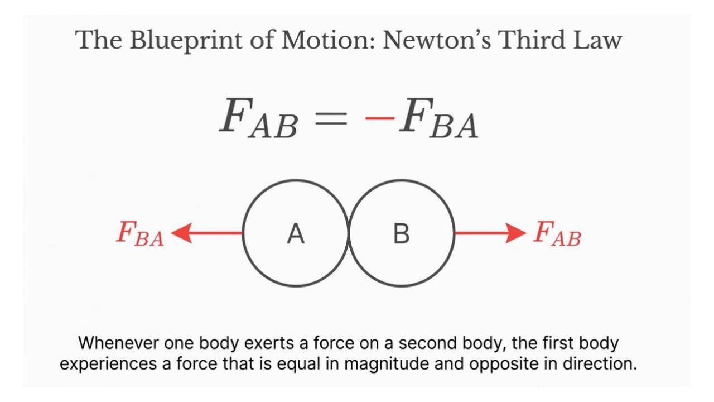Let's revisit Newton's third law, which tells us about the forces between two interacting bodies. When body A applies a force on body B, body B simultaneously applies a force back on body A. These two forces are equal in size but push in opposite directions. This means that for every force we exert, there's always a matching force pushing back. This principle is fundamental to understanding how objects move and interact with one another.